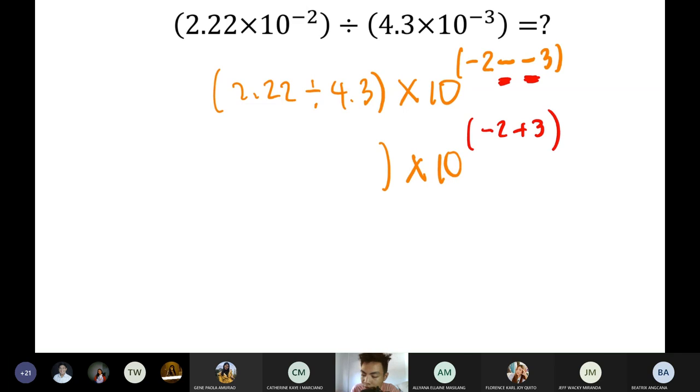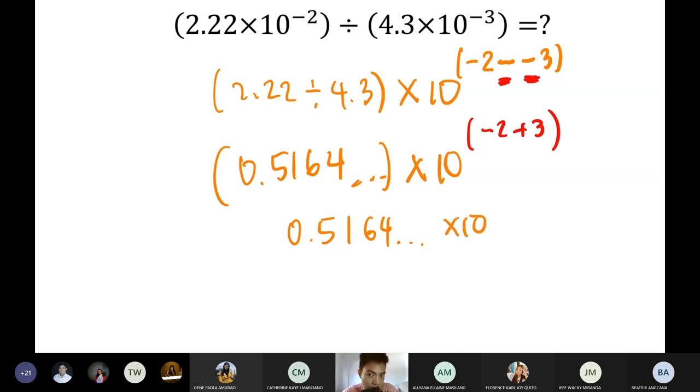For your coefficient part, it can't be done mentally, so use your calculator. That's a lot of digits, so I will write the first 4 digits only. That's 0.5164, and so on. The quotient is continuous, so I just write the four digits. So my answer will be 0.5164... times 10 raised to negative 2 plus 3, which is positive 1.